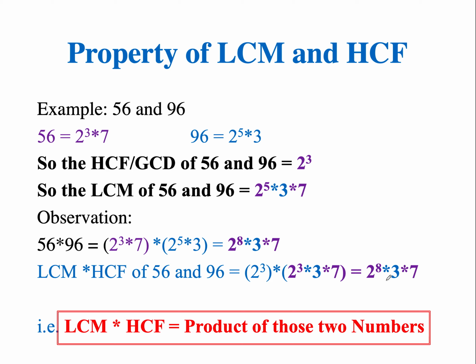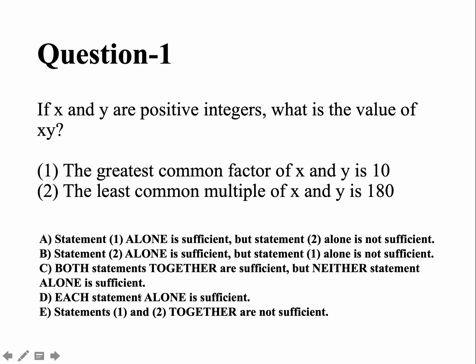So from here we derive this property that for any two given numbers, the multiplication of their LCM and HCF will always be equal to the product of those two numbers. And we consider this property to be a really important property because in various actual GMAT questions, the property has been quite instrumental. Now, having discussed this, let's quickly move on to one of the questions.